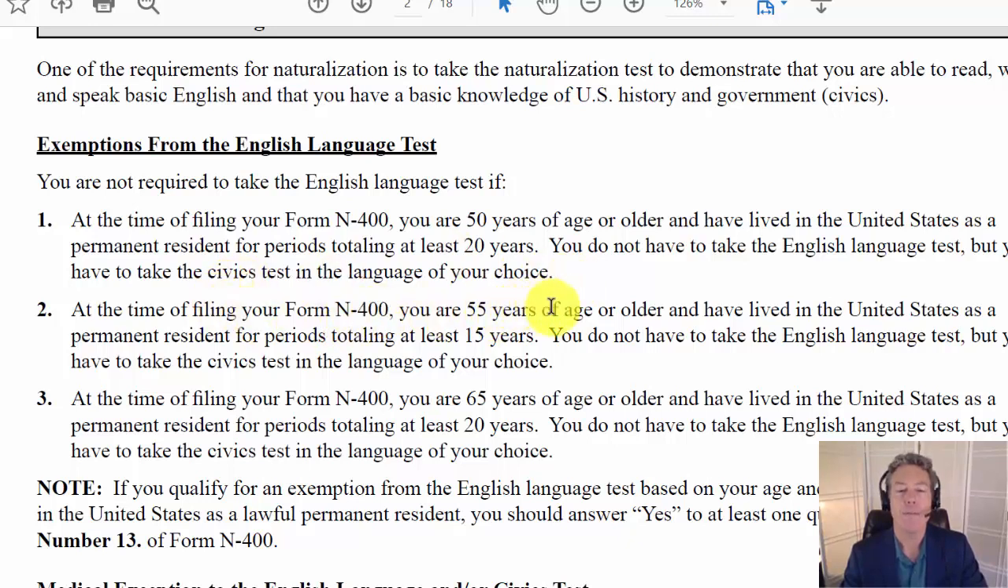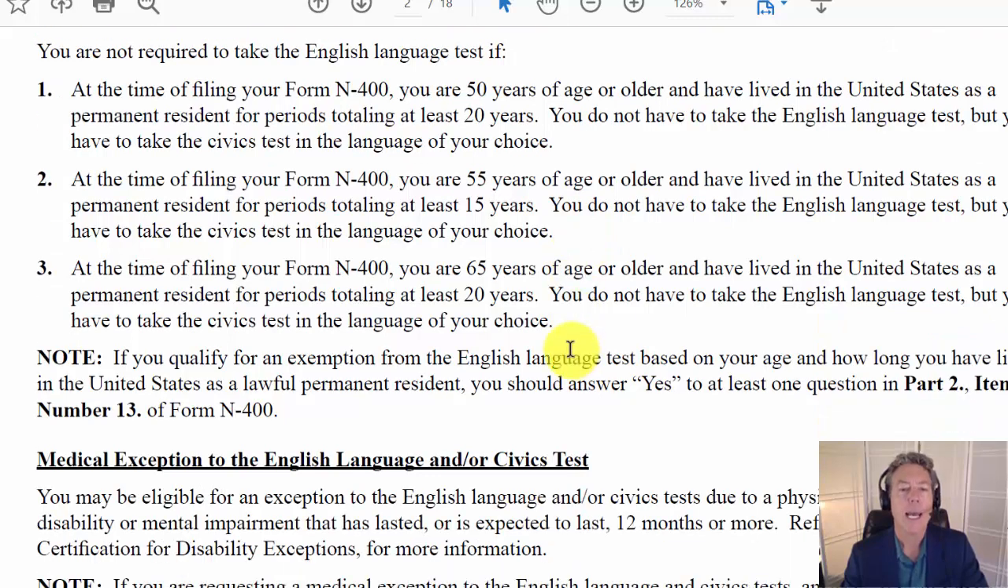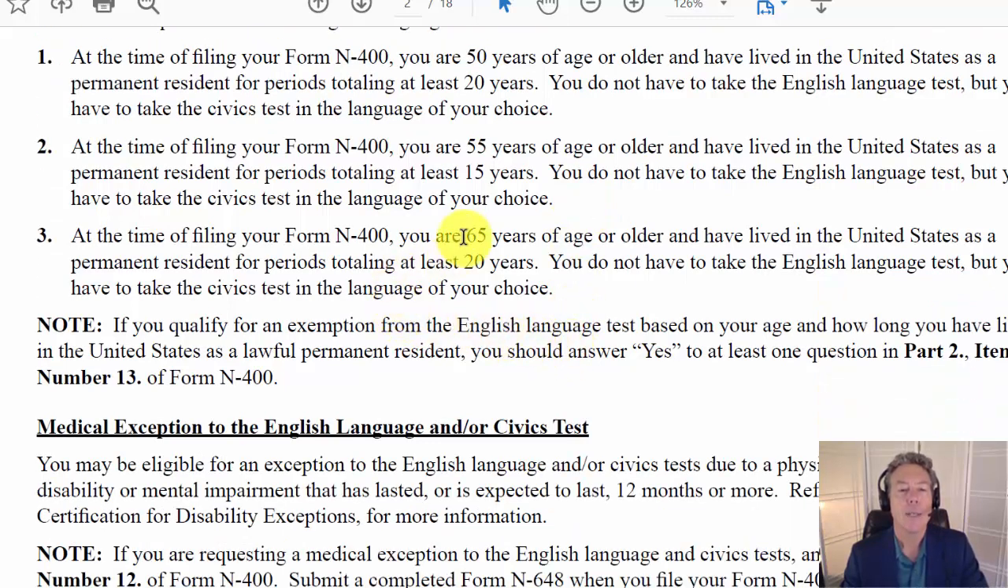At the time of filing, you're 55 years of age or older and lived in the United States as a permanent resident for 15 years. So you're older but lived here fewer years. Again, you do not have to take the English language test, but you do have to take the civics test in the language of your choice. And then finally, 65 years and then 20 years of living here. You do not have to take the English language test, but you do have to take the civics test in the language of your choice, right?